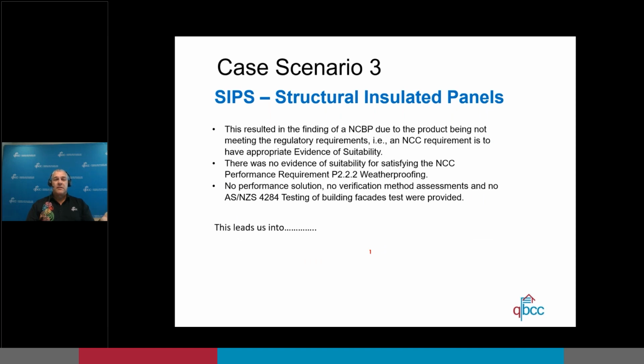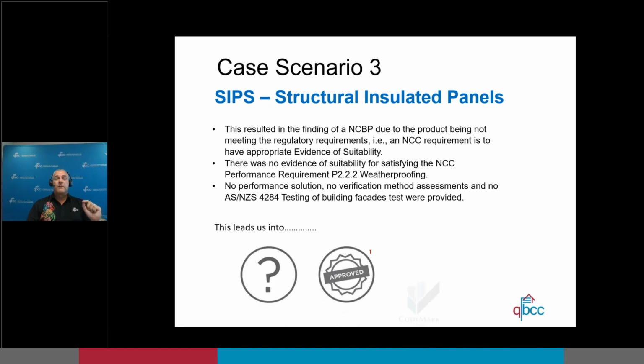Now, this one resulted in a finding of an NCBP because it didn't meet the relevant regulatory requirements, i.e. they didn't have evidence of suitability for the waterproofing part. They had reasonable evidence of suitability for the other things. They didn't have a performance solution for the particular site that was raised as an issue, and they didn't have a generic anything done to say, look, it needs it. These are the sort of processes you'd go down for it as a product to use anyway. There were also no verification assessments done, or no AS/NZS 4284, which you can do for the testing of facades, where they can either do it in the laboratory or do the in situ testing. So why are we using this one, and where does this one lead us?